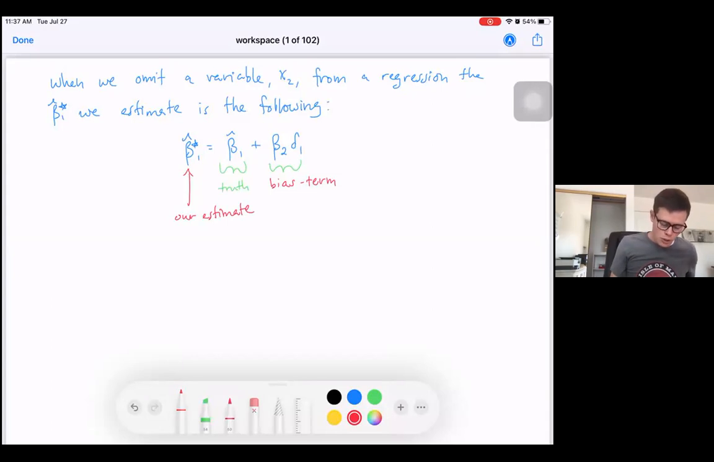So the first thing to notice is that if either of these is equal to 0, then we're good. So if delta 1 is equal to 0, the bias term cancels out. If beta 2 is equal to 0, the bias term cancels out.